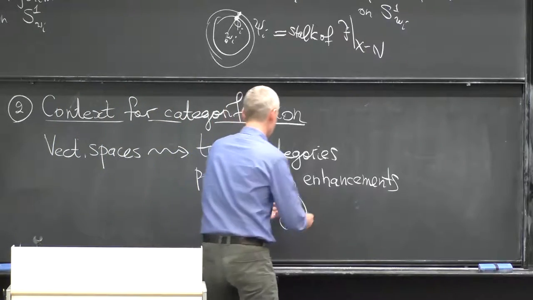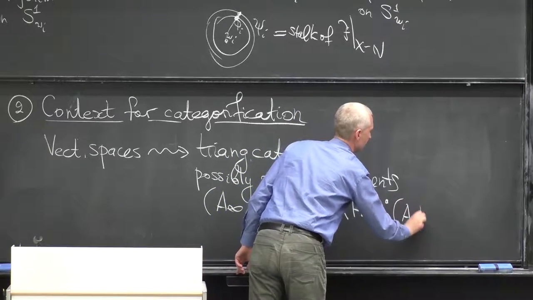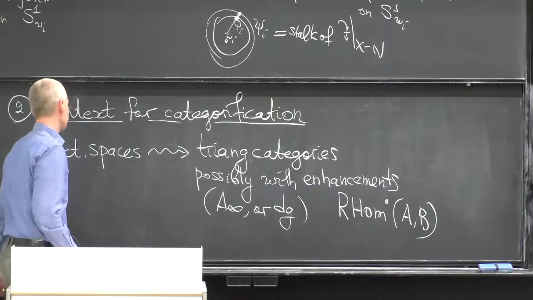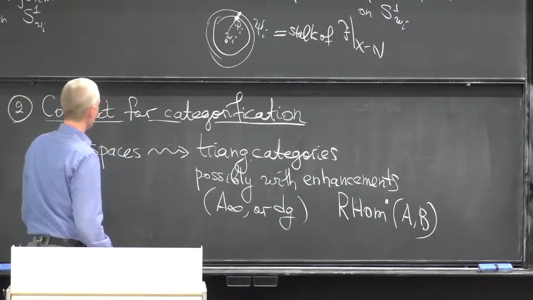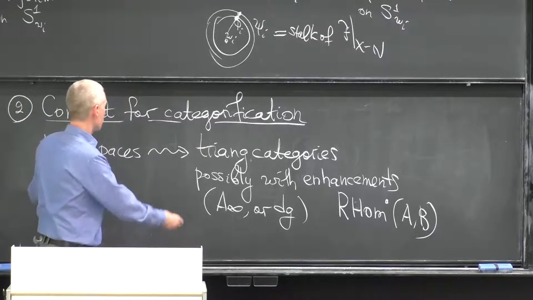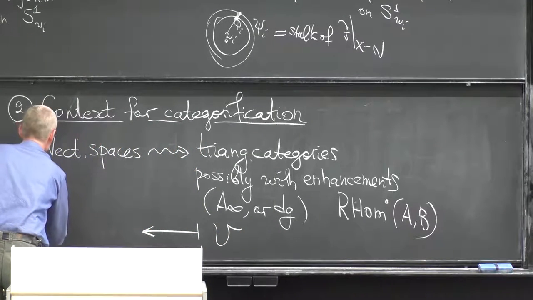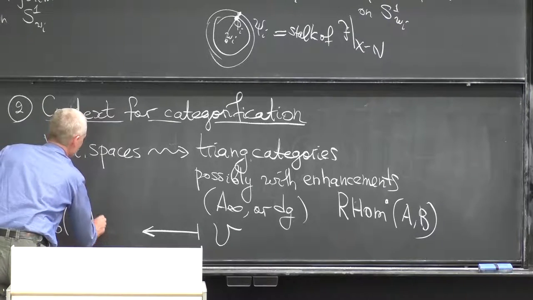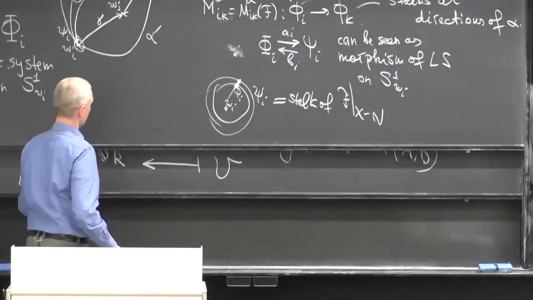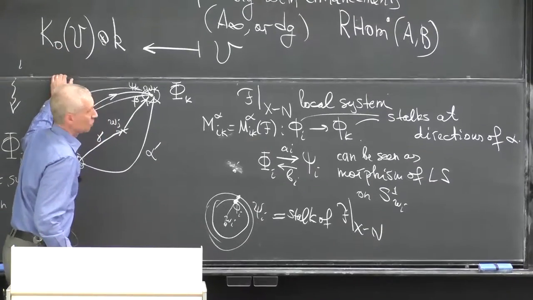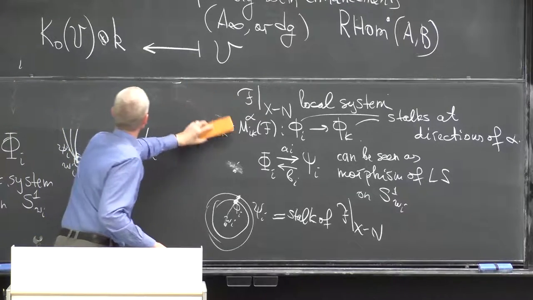So this means in particular, if you have DG enhancement, that means we have complexes R Hom between two objects, rather than just ordinary Homs, which would mean homology of those complexes. One of the criteria for this: if we start with a triangulated category V, then we can form a vector space, the Grothendieck group of this V, K_0 of V, and we can tensor it with our field K. We want to lift relations between vector spaces into relations between triangulated categories.